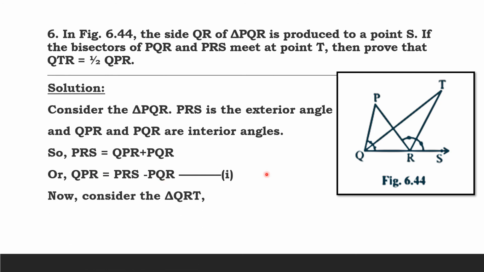Next, consider triangle QRT. Here you can see that TRS would be exterior angle. So it would be equal to the two opposite interior angles, that is TQR and QTR. So here we can also say that QTR would be equal to TRS minus TQR. Here I took TQR on the opposite side, so it becomes negative. So now we got the values of QPR and QTR. Now we need half.